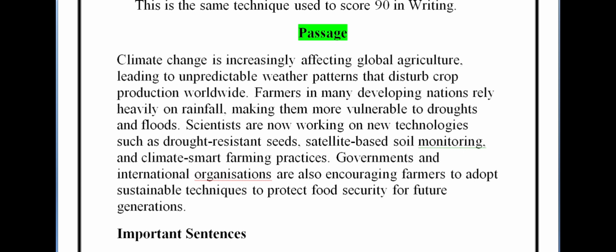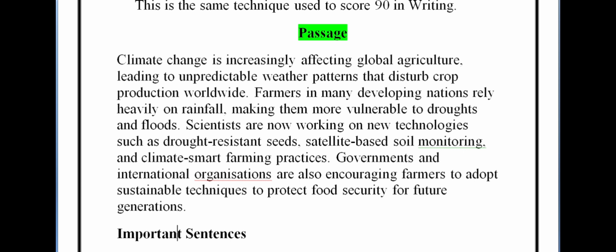Okay. Third sentence. Scientists are now working on new technologies such as drought-resistant seeds, satellite-based soil monitoring, and climate-smart farming practices. Very good. The last sentence. Governments and international organizations are also encouraging farmers to adapt to sustainable techniques to protect food security for further generations. Very good again. The first read is completed. I have cut every sentence. After that, I have taken a pause so that I really grasp what exactly it is meaning.